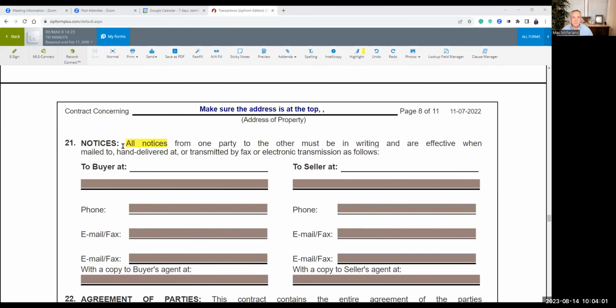On here, notices, any notice is supposed to go to the buyer or the seller at this email address or phone number. I don't understand why people would put an address in here. Why would you want a notice mailed to your client? Why would you want that? I mean, you have 5 days to react and you're going to mail them the notice? That's probably not a good thing, right?